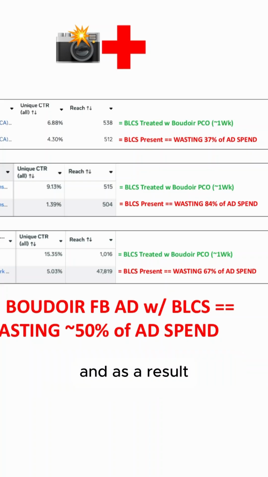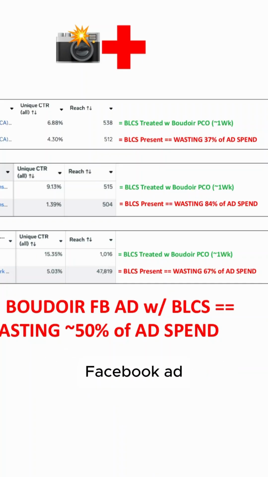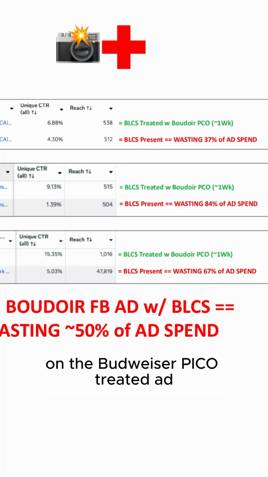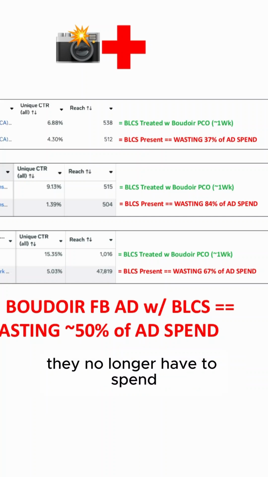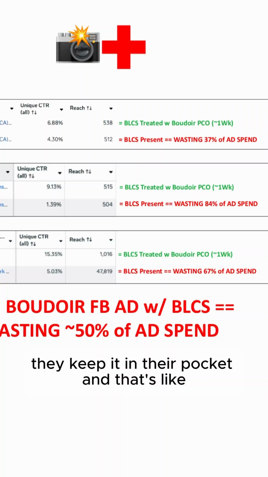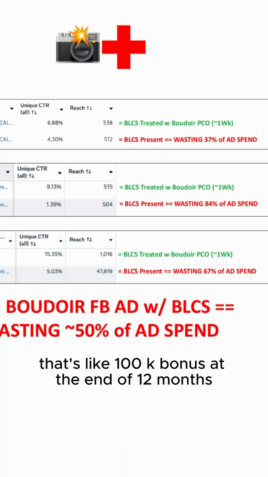As a result, if they're spending 10 grand a month on the original Boudoir Facebook ad, now they only need to spend 1.6 grand a month on the Boudoir PCO treated ad to get into the same number of women's brains. So $8,400 a month they no longer have to spend. Take it out of their budget, they keep it in their pocket, and that's like a 100K bonus at the end of 12 months.